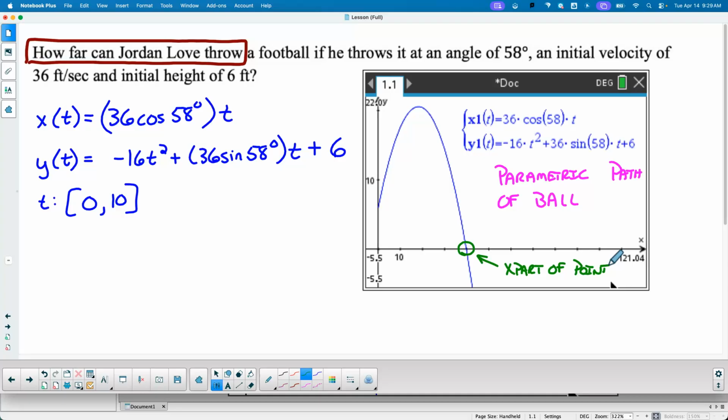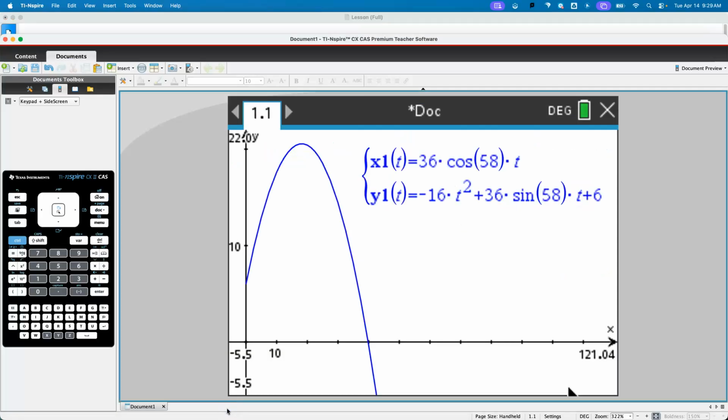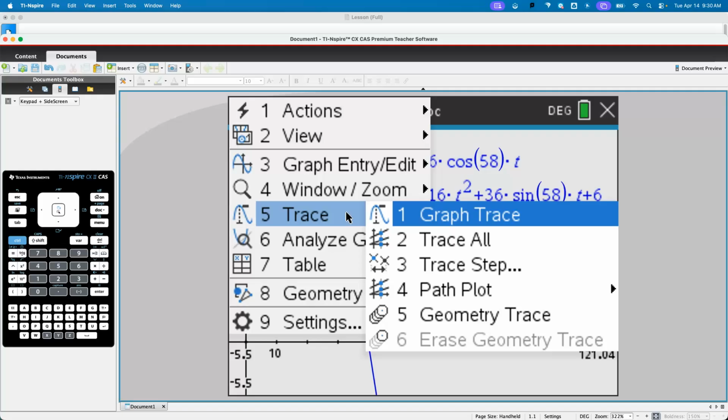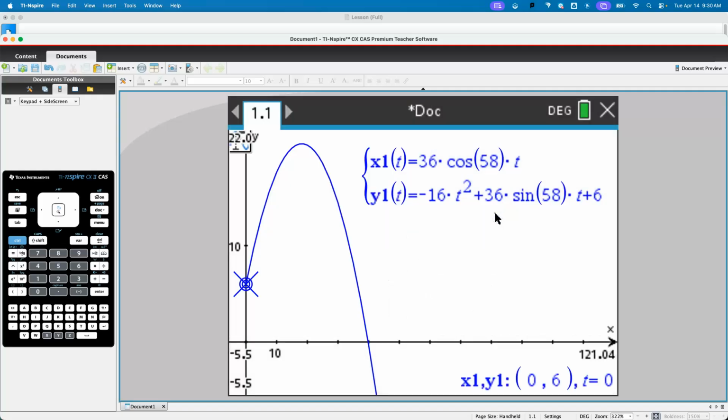Let's figure this out. Okay. And then what? Because we're in a parametric equation. What are my options? Option 1 is, what can we do? We can do what? We can trace it. Okay? Okay? Let's trace it. So that's menu, trace, graph trace.